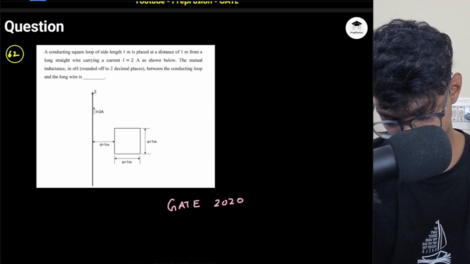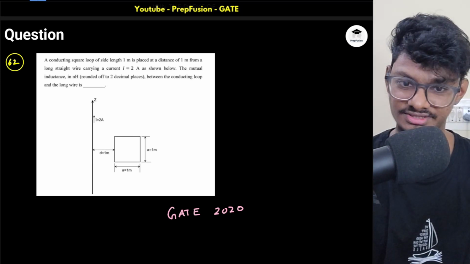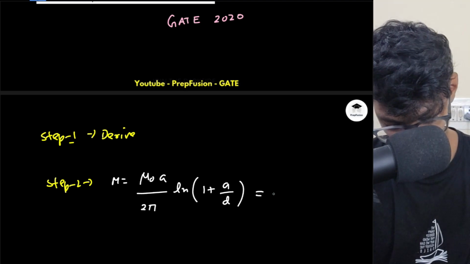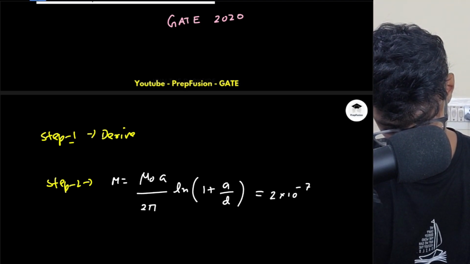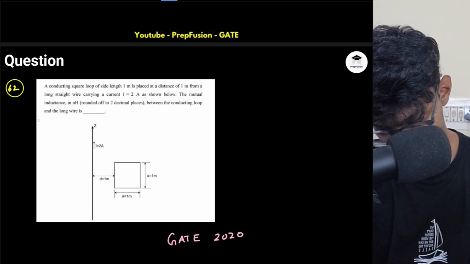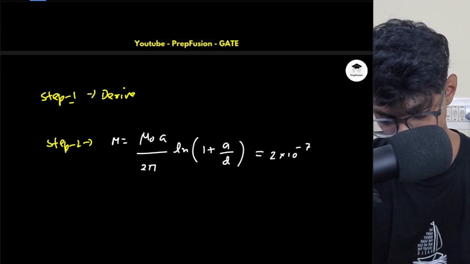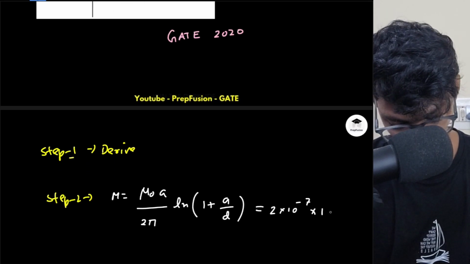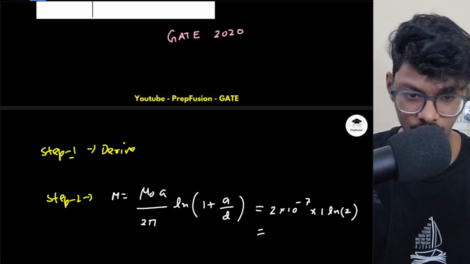They have given me I, but do I even need I? I don't even need I. They have just given the I for the sake of it, because you don't need it. It will be independent of I, right? So this will be 2 into 10 raised to power minus 7, because they have not mentioned what the medium is, so I will assume it as vacuum, into a, a is 1 meter, into ln of 2 simply. 1 plus 1 is 2.